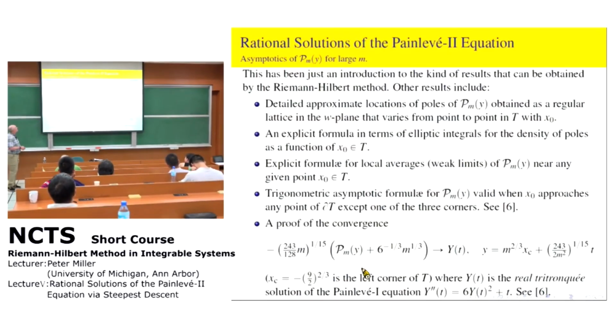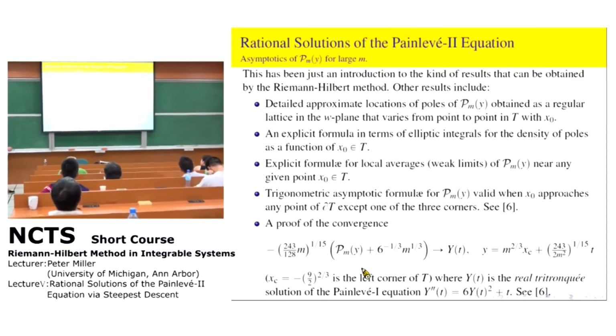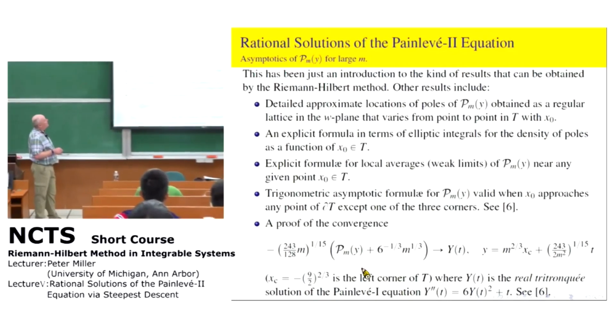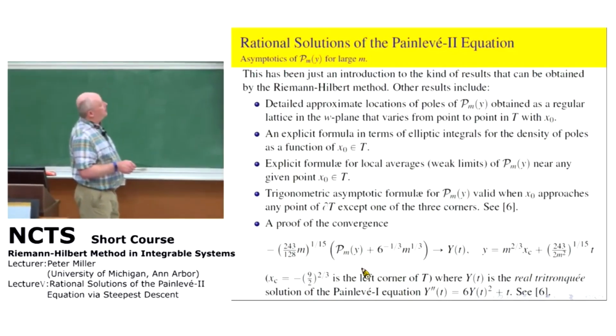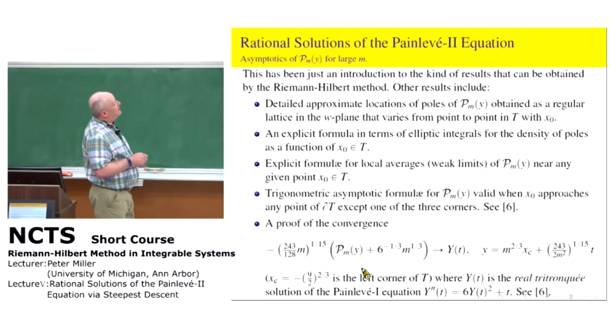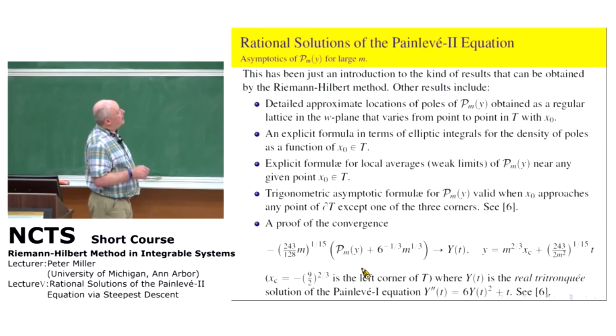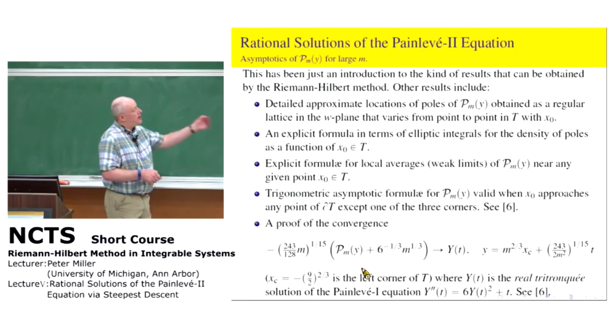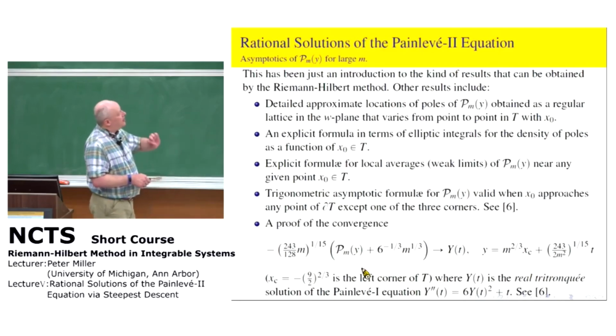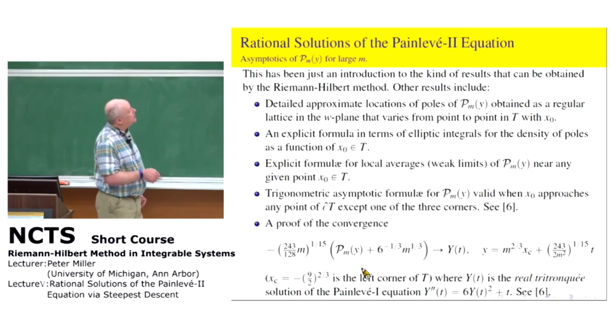So, yeah. Okay, so this has really just been kind of an introduction to the type of results that you can get by the Riemann-Hilbert method on this problem. So some other results are the following. So you can get detailed approximate locations of the poles of P_m of y, obtained as a regular lattice in the w plane that varies from point to point in the triangle, varying with this exploration parameter x naught that's moving around, the macroscopic variable moving around in the triangle. So for each x naught, there's a lattice of poles. Those are very accurate approximations of the poles of the P_m function.